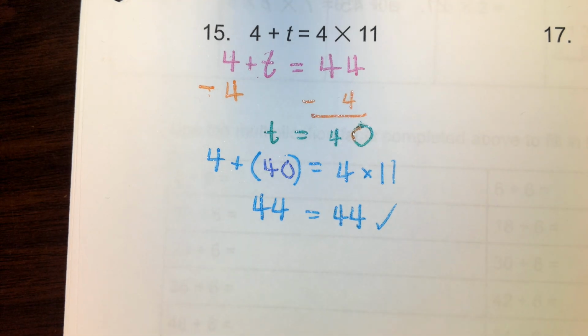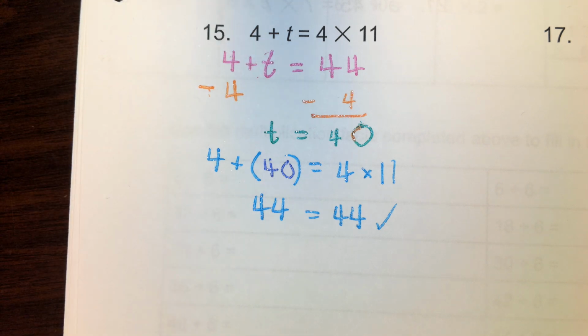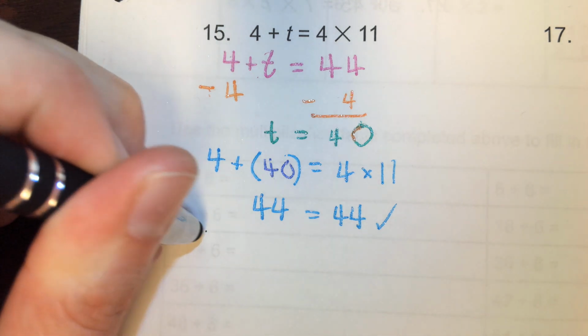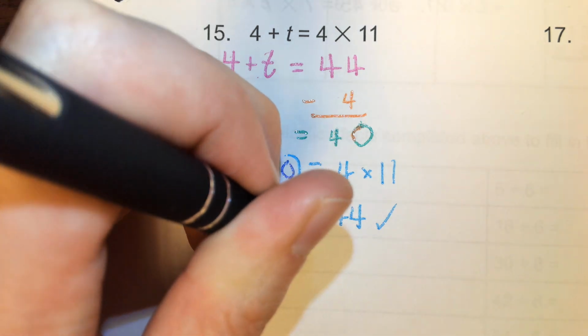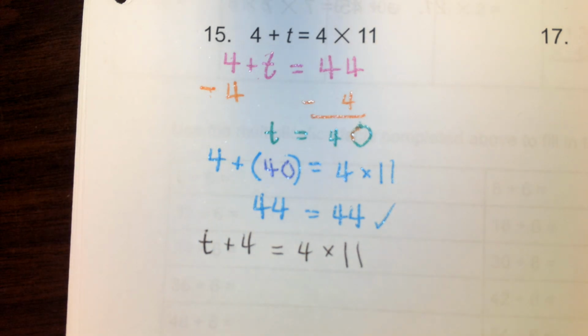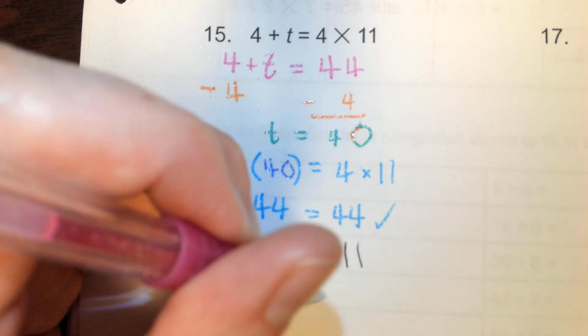Now, it may have been a little bit weird the way that this was, where the variable was on a different side than it usually is. So let's talk about that for a second. Realize that this is the exact same thing. 4 plus t is the same as saying t plus 4. And I'm just going to solve t plus 4 equals 4 times 11, just so that we're comfortable. Just in case. So our first step is to solve what we know. And we know 4 times 11 is, of course, 44.